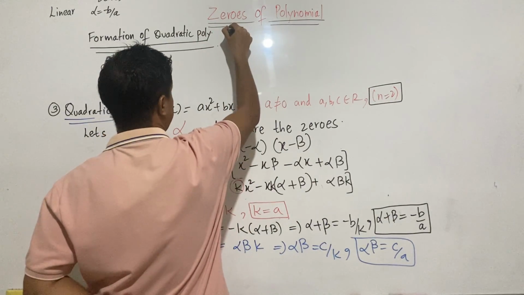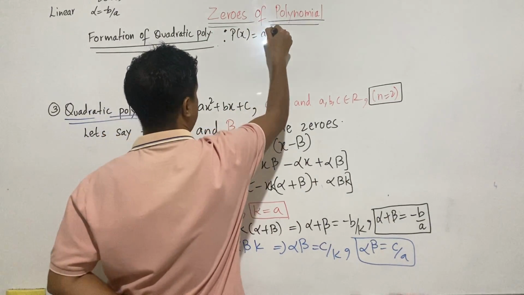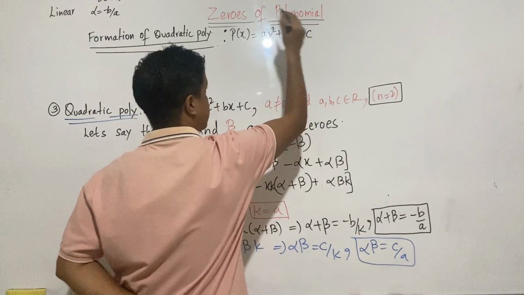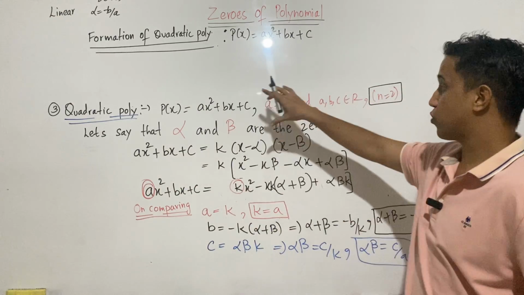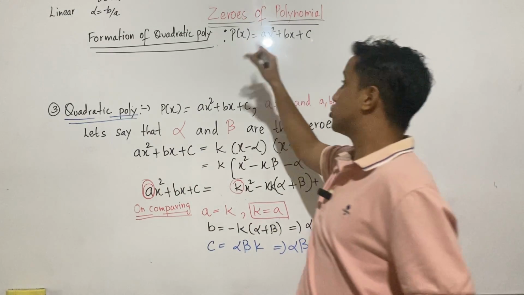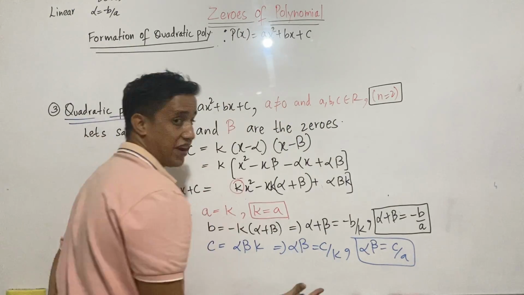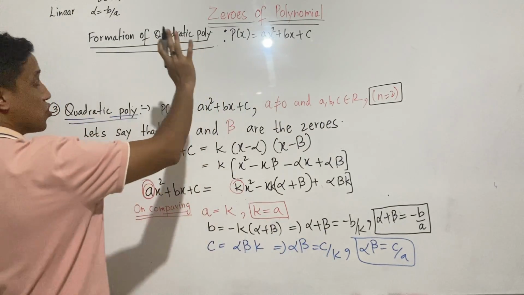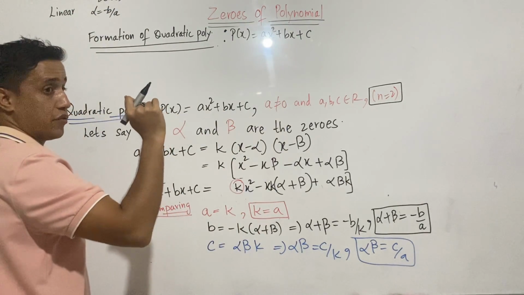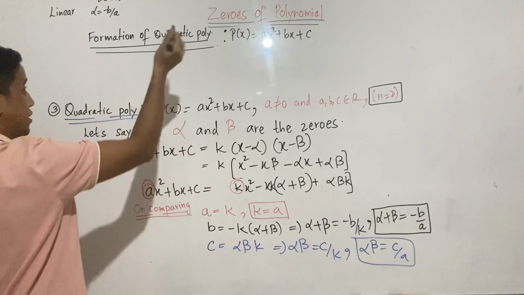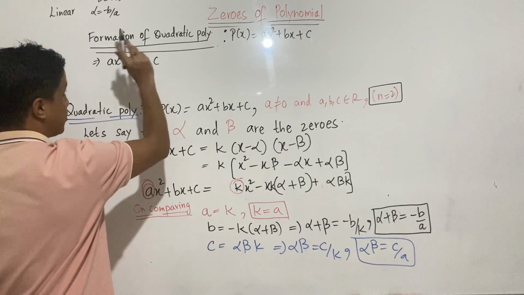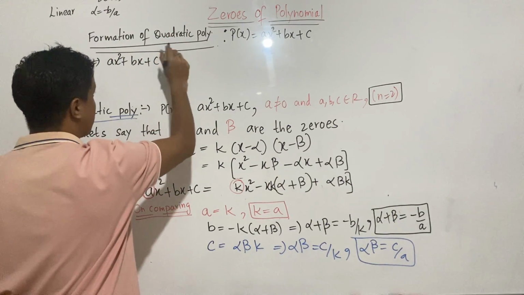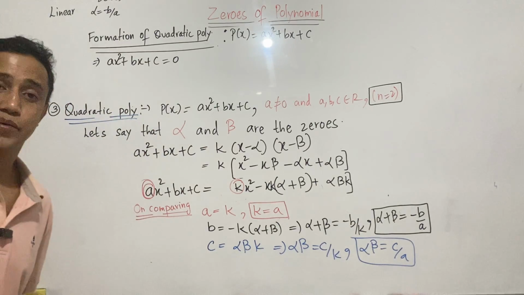Okay, for example, take p(x) as ax square plus bx plus c, right? Now see here, this is a quadratic polynomial expression, right? We are finding the zeros of this quadratic polynomial expression. Okay, so what would happen? See here, can I equate this, ax squared plus bx plus c, is equal to 0, right?